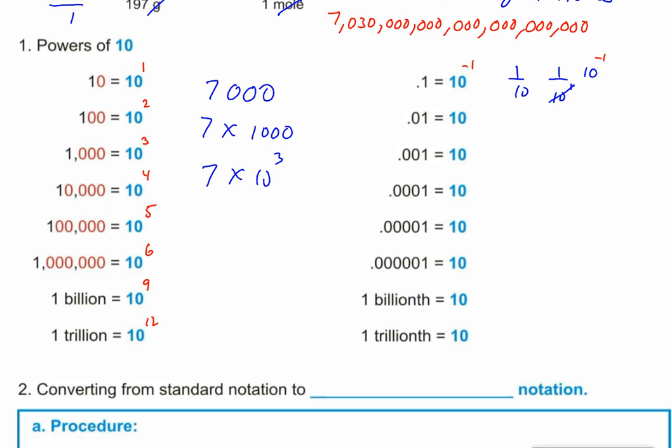All right, remember negative exponents? Take them across the fraction bar, they become the opposite. So 0.01 is 10 to the negative 2. And 0.001 is 10 to the negative 3. And so forth and so on. So how does this one work with the zeros?